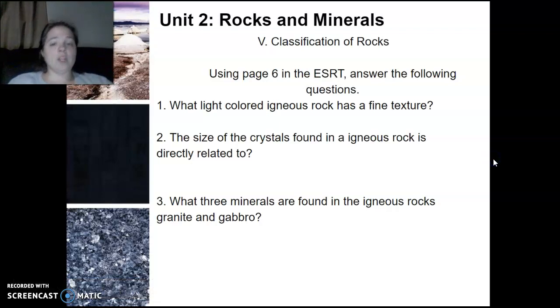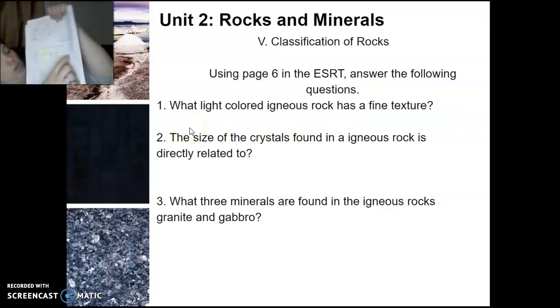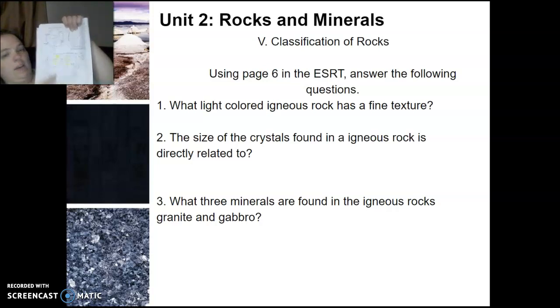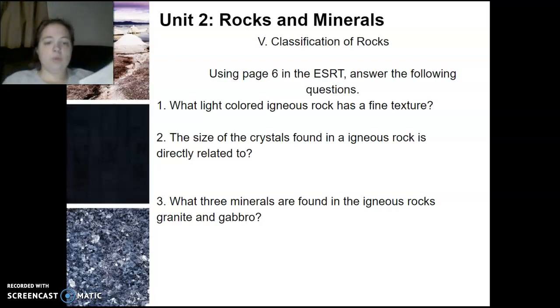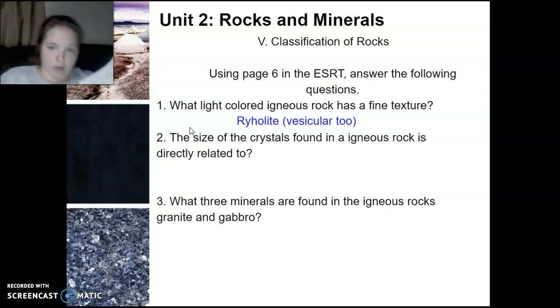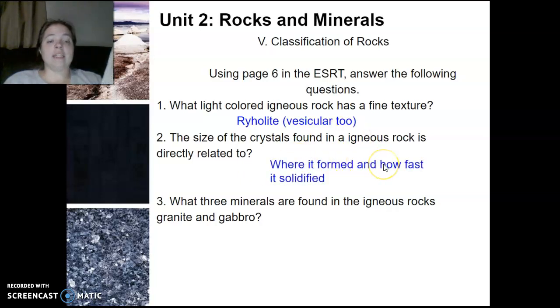All right, using page 6, we're going to answer these questions real quick. What light-colored igneous rock has fine texture? So look over here, fine. Go over to the light side. I'm connecting these two. Light side would be rhyolite or vesicular rhyolite. The size of the crystals found in igneous rocks is directly related to where it is formed or how long it takes to solidify.